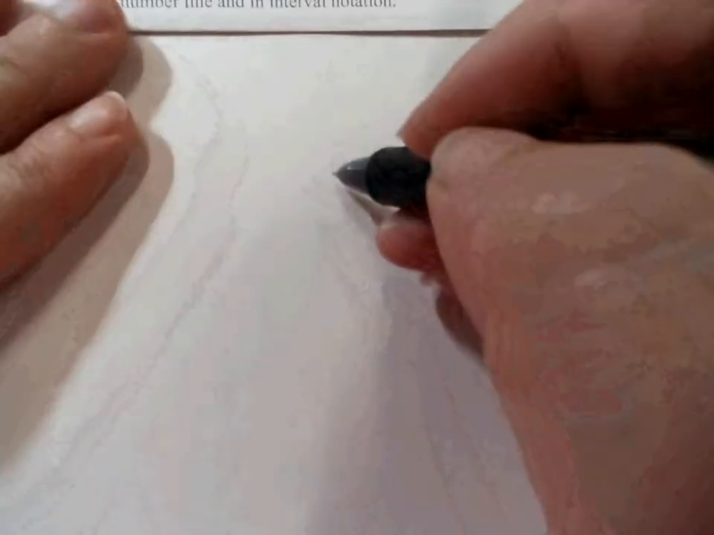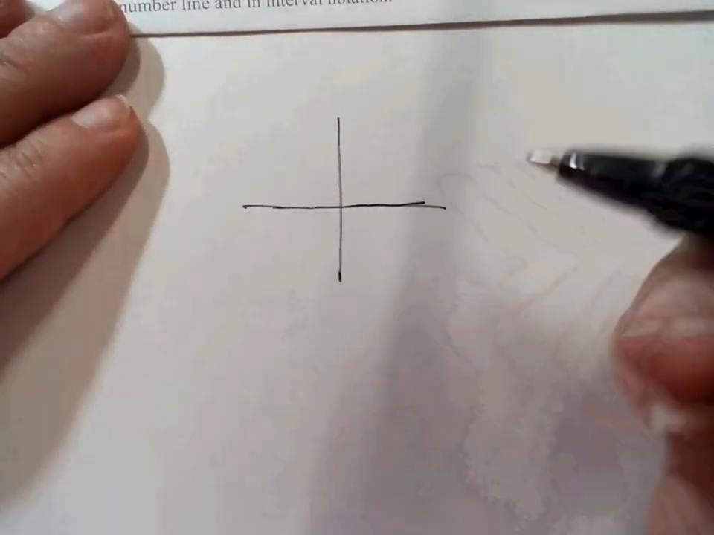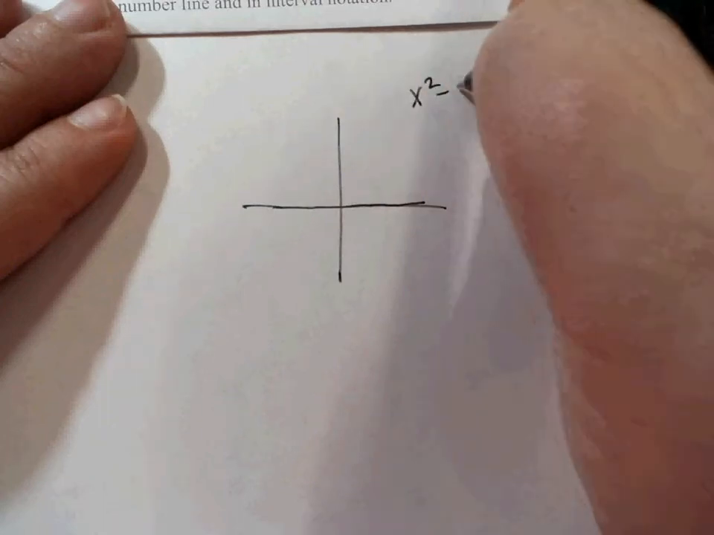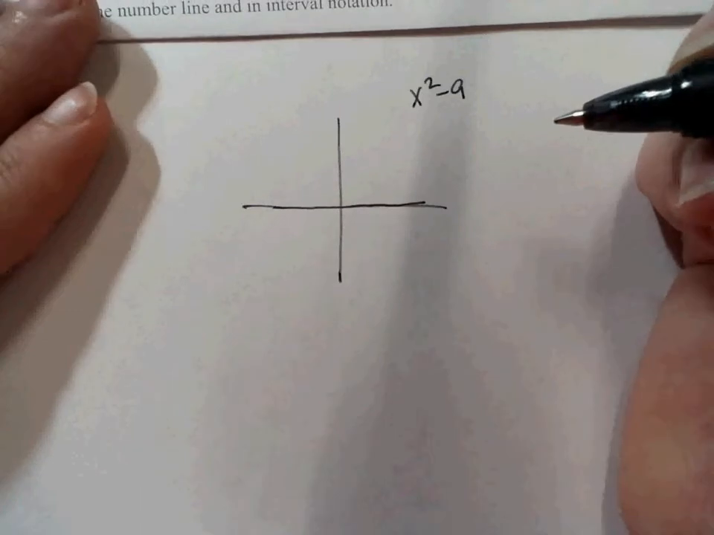So the first thing I want you to do is write down, or just draw, an x and a y. And let's think about the quadratic x squared minus 9. That's a quadratic shifted where?